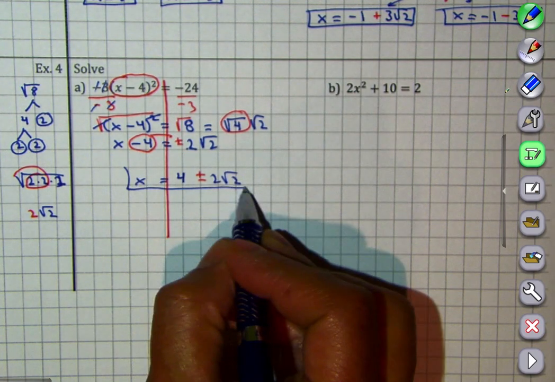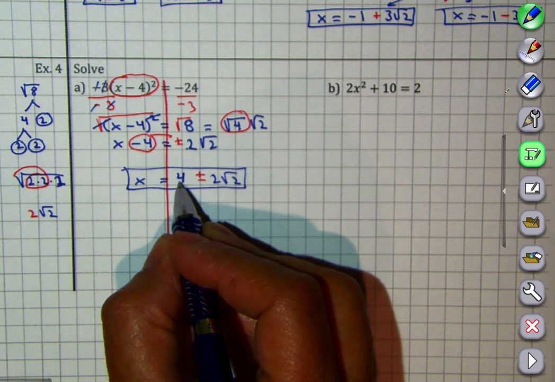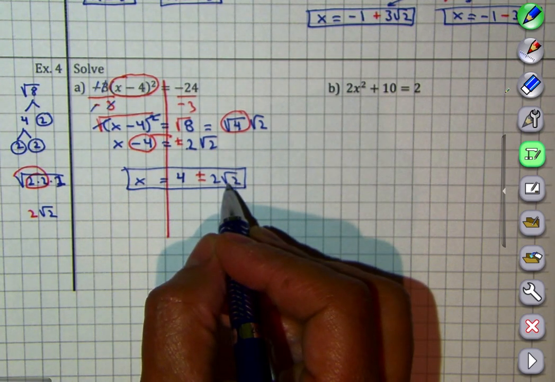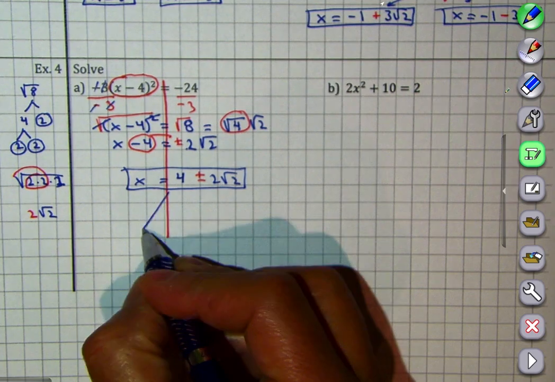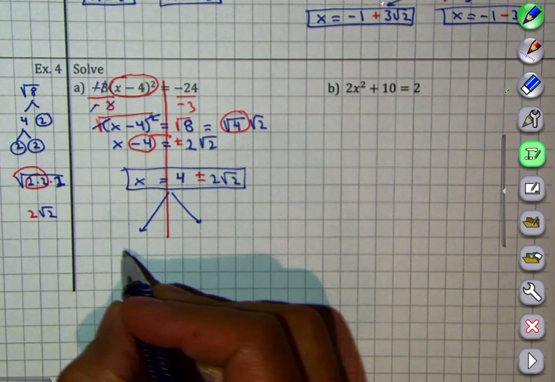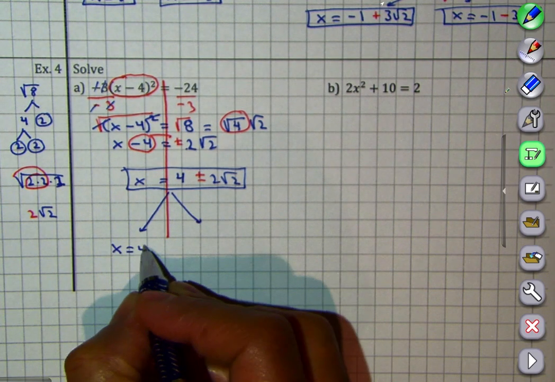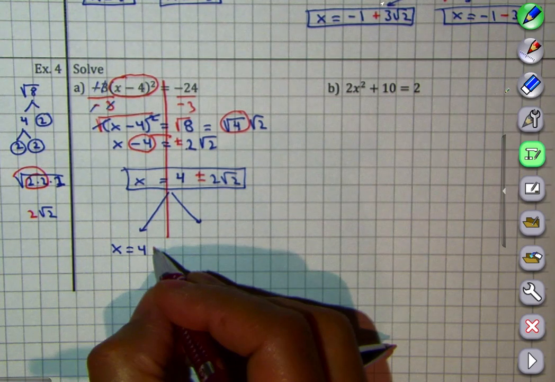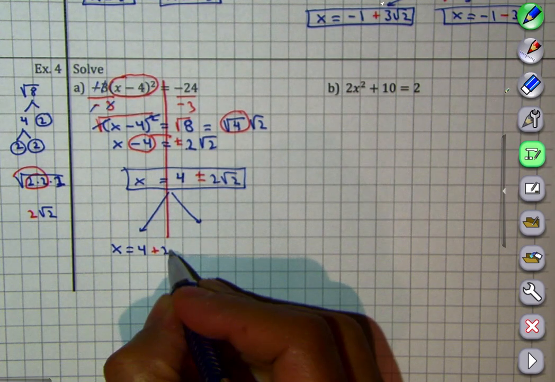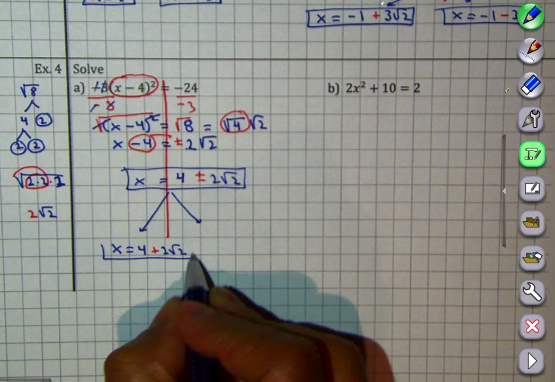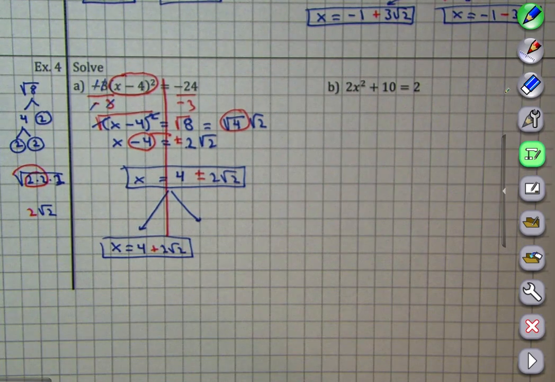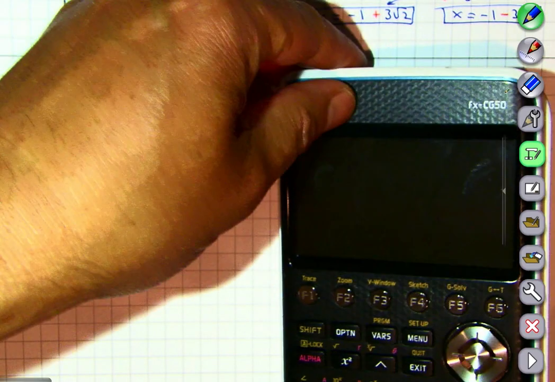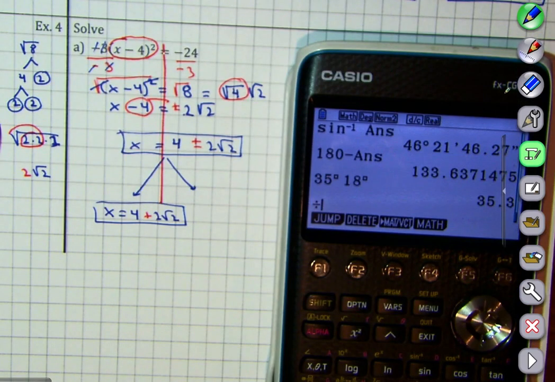Sometimes you guys will see it. Remember, you cannot add a rational number and an irrational number. So therefore, you can leave it as that, or we can separate. x equals 4, one with a positive 2 square root of 2. And if we need an actual answer, we can type into the calculator. If you have just a regular calculator, that will do as well.